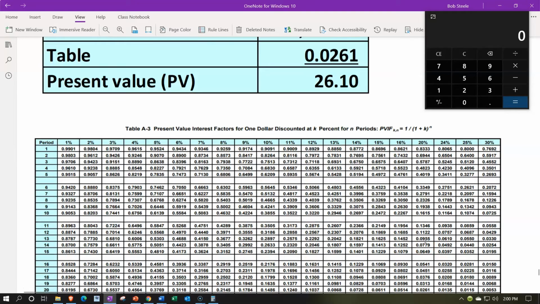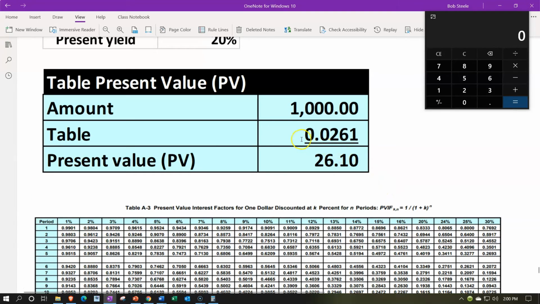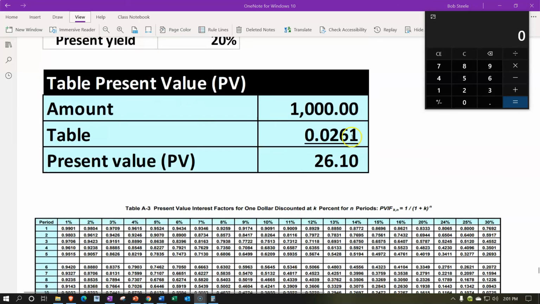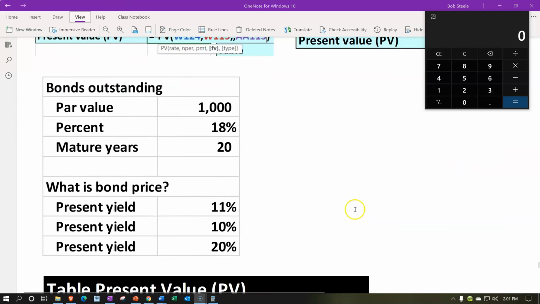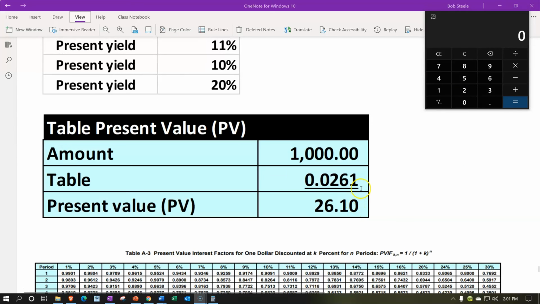0.0261, 0.0261. So there it is, 1,000 times the 0.0261 is going to give us the 26.10. That number's slightly different than the 26.08 due to the tables rounded to 4 digits.